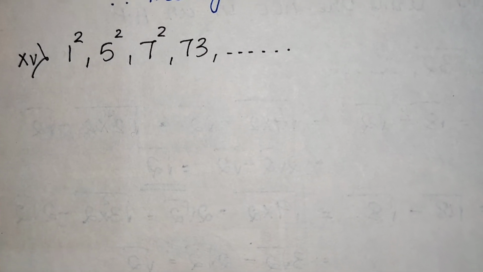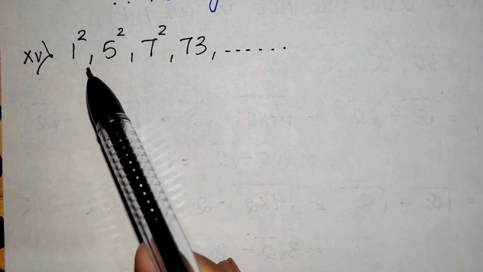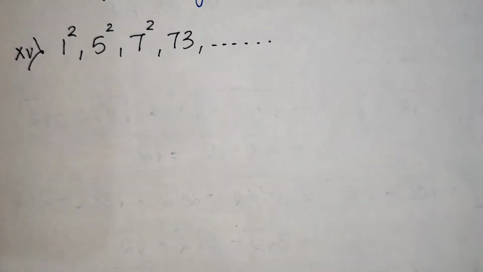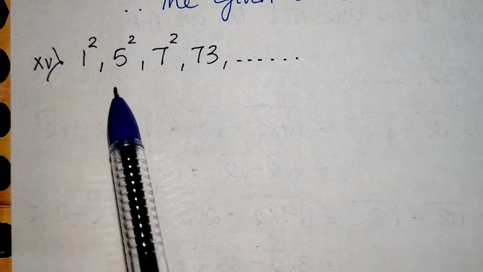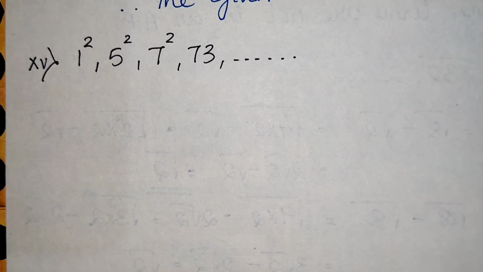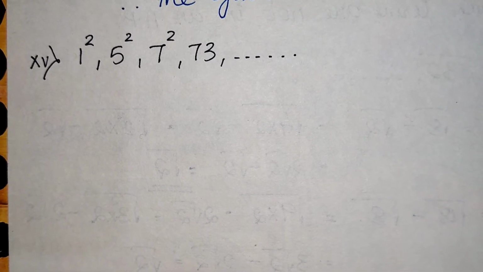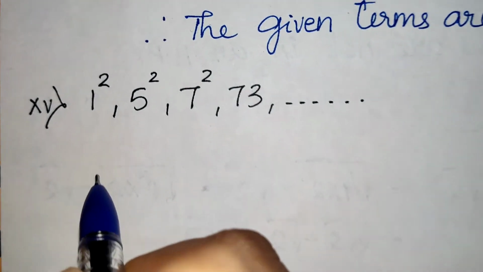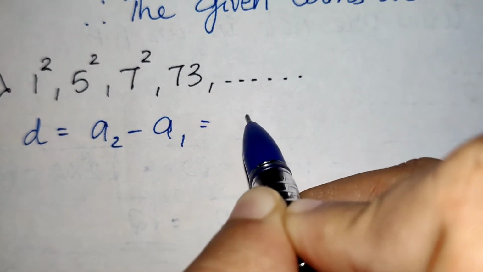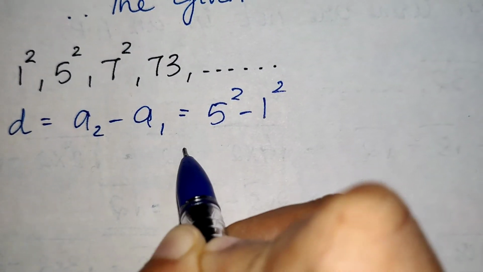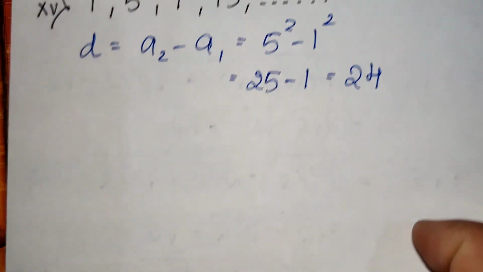Now let us see the last problem of this exercise. They have given the problem as 1 square, 5 square, 7 square and 73. So what is A1? Yes, it is 1 square. Which is A2? 5 square. A3? 7 square. And A4? 73. So now let us find out D. D is given by A2 minus A1, that is 5 square minus 1 square. 5 square is 25 minus 1, it is 24.